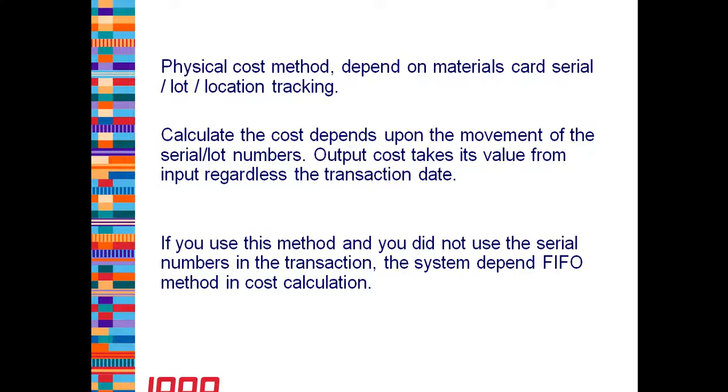The next costing method is the physical cost method. It depends on the material card, serial or lot number, or location tracking, to calculate the cost depending on the movement of the serial or lot numbers. Output cost takes its value from inputs regardless of the transaction date. So here it does not depend on the transaction date. It depends on either the material card serial number, lot number, or location tracking number. If you did not use the serial number in the transaction, then the system automatically depends on the FIFO method for cost calculation.